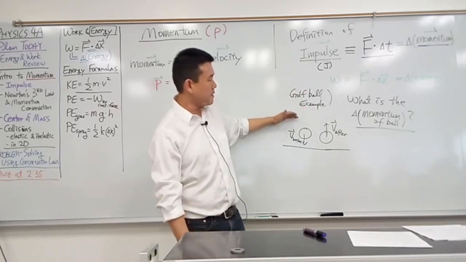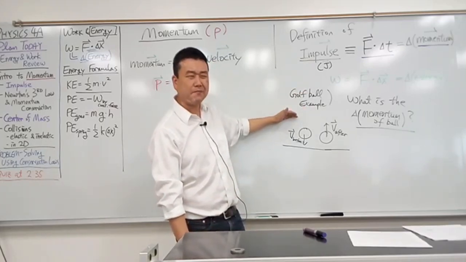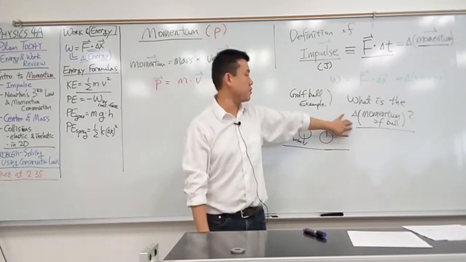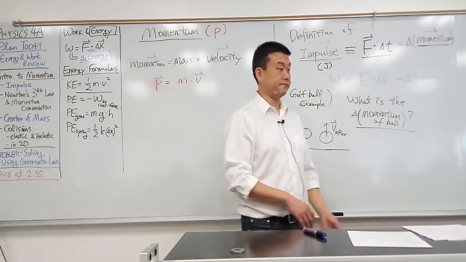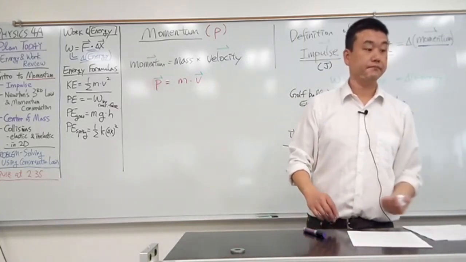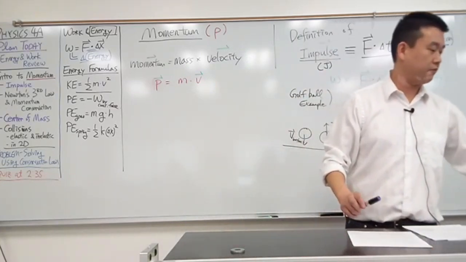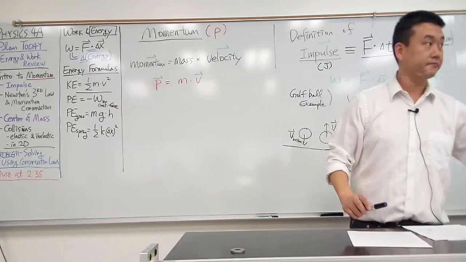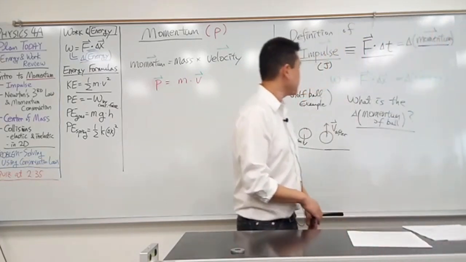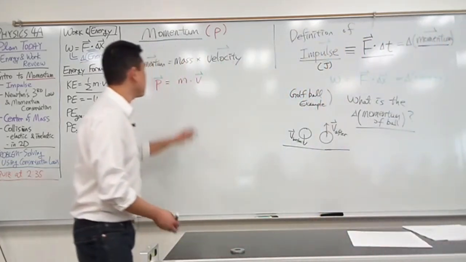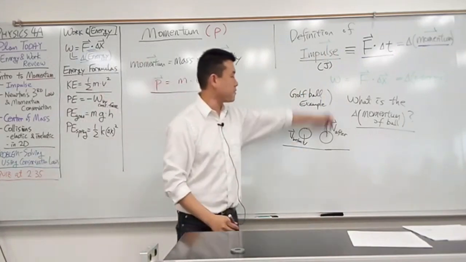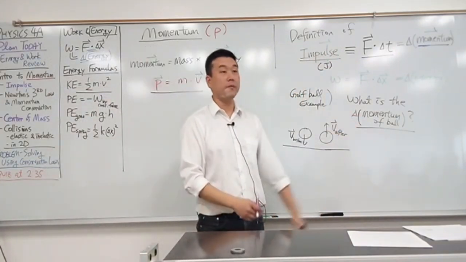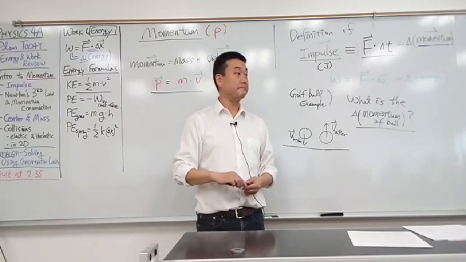In this situation, what would be an easier way of calculating the change of momentum of the ball? Not a trick question. It's got a really simple answer. If I just told you the definition of momentum, and I asked you, okay, the ball is bouncing like this, what is the change in momentum of the ball? What would you tell me?